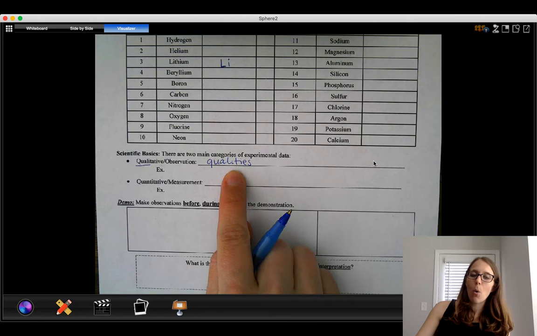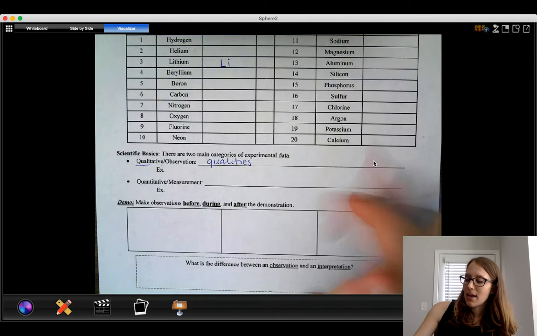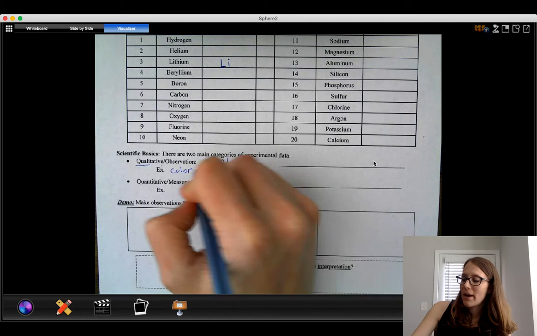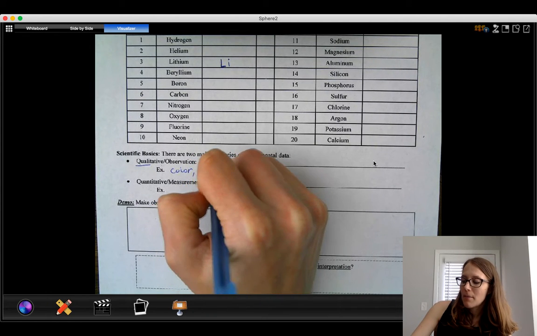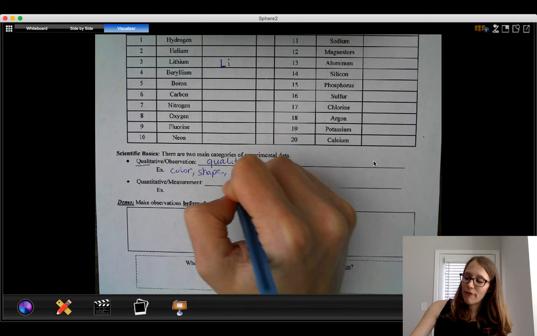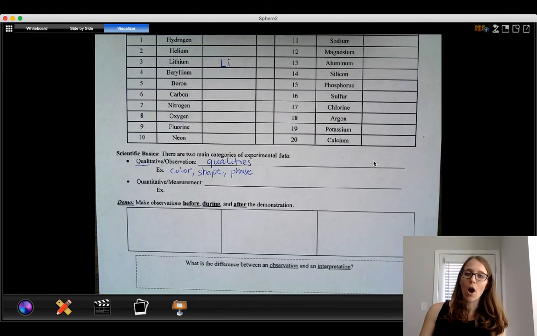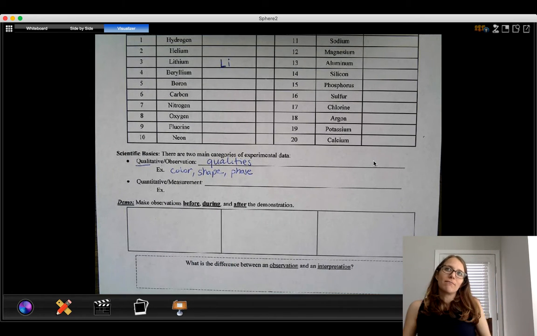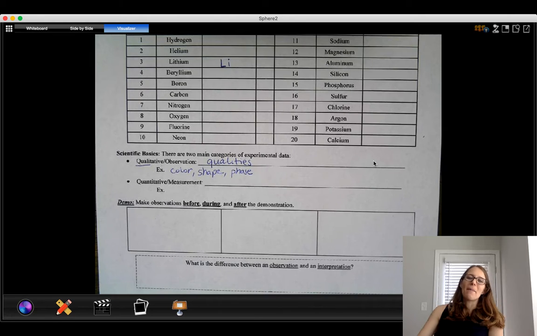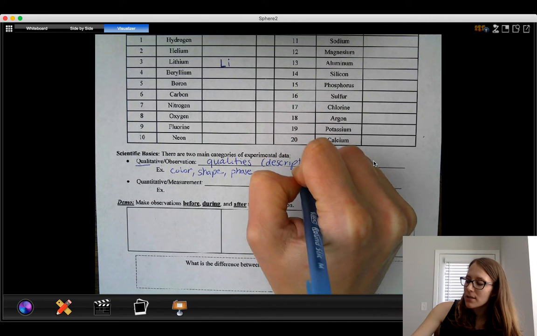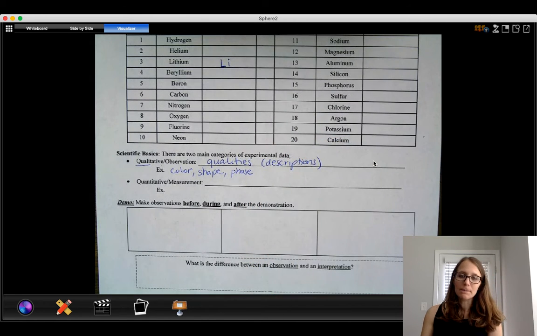For qualities, we're describing things like color. My paper is white. We might describe the shape. My pen is cylindrical. We might describe the phase of matter. Water is a liquid. So we are describing something that is a quality about that object. Qualitative is really describing or giving descriptions of those qualities.